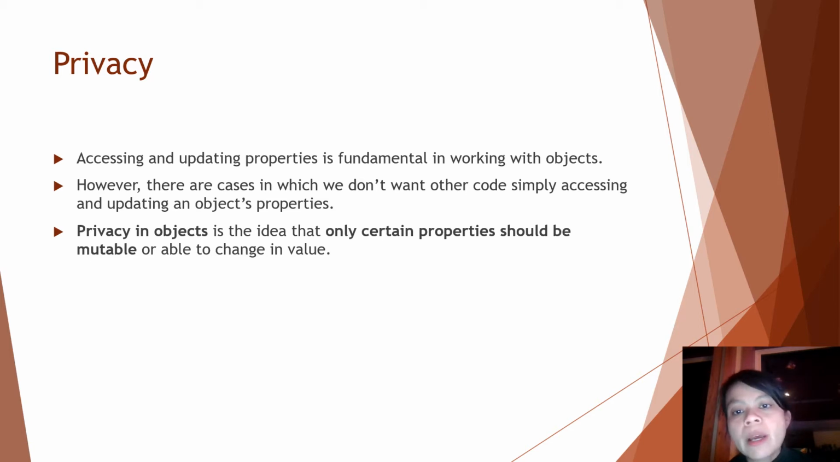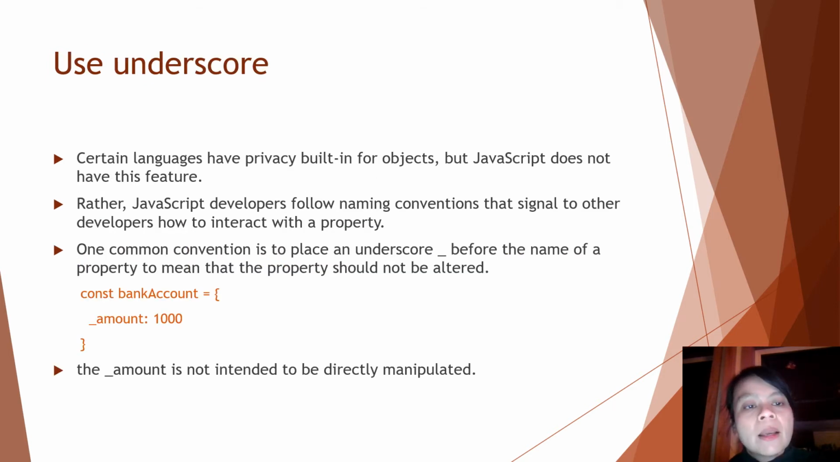However, there are cases in which we don't want other code simply accessing and updating an object's properties. This is when we get to privacy. Privacy in objects is the idea that only certain properties should be mutable, which means we should be able to change their value. Certain languages have privacy built in for objects, but JavaScript does not have this feature. JavaScript developers follow naming conventions that signal to other developers how to interact with a property. One common convention is to place an underscore before the name of a property to mean that this property should not be altered. So underscore amount means it should not be altered, and is not intended to be directly manipulated.